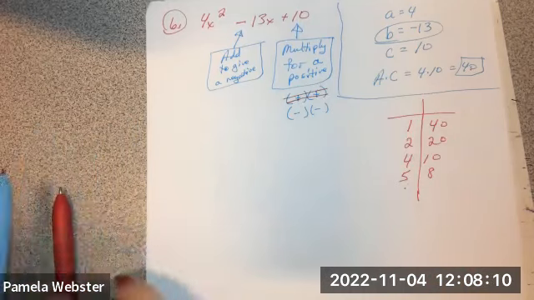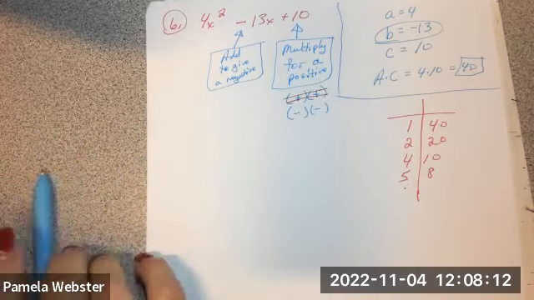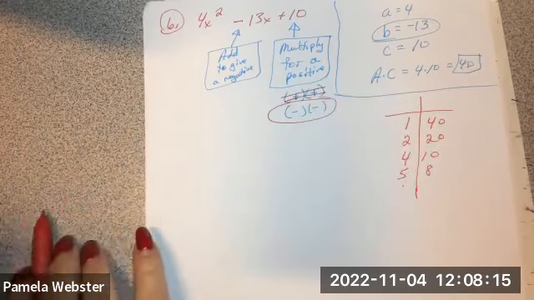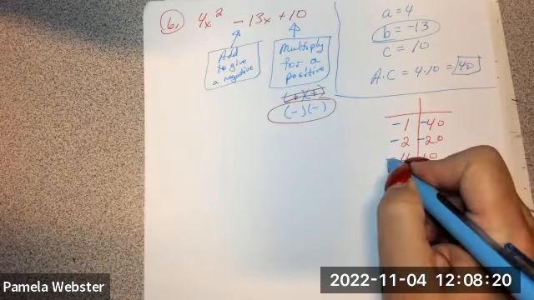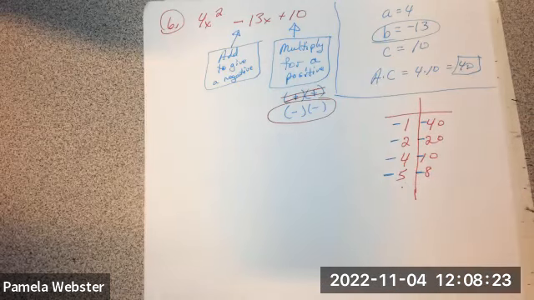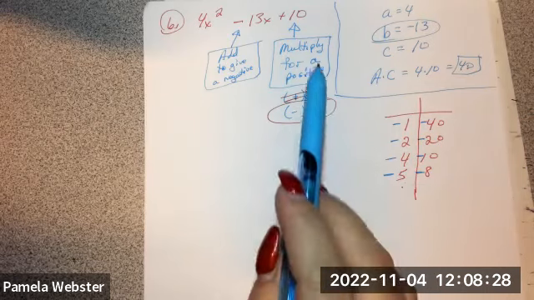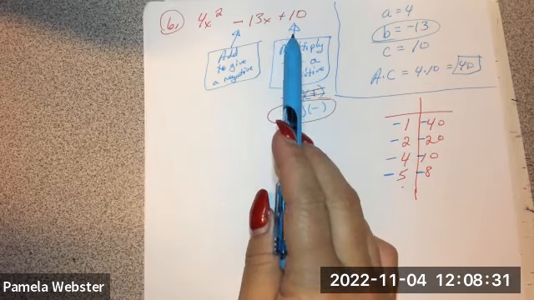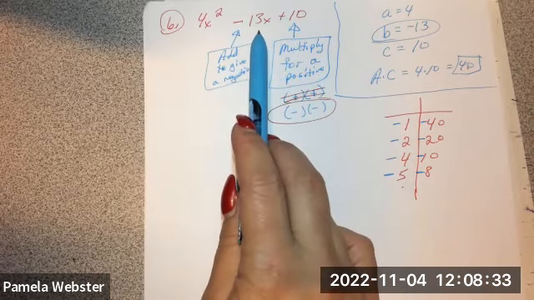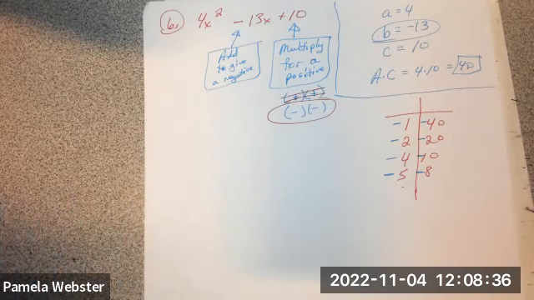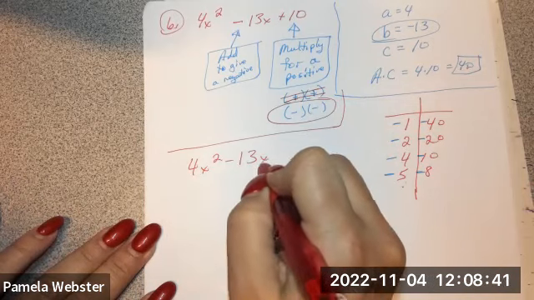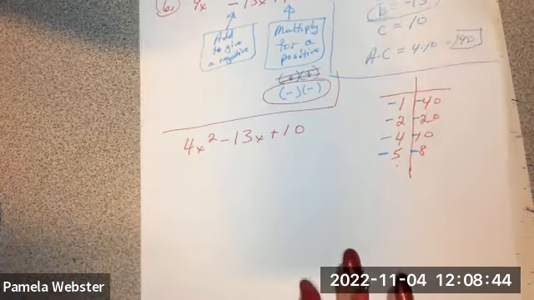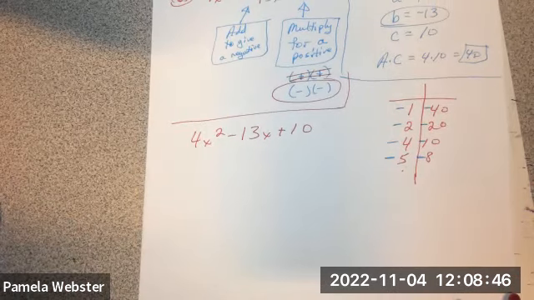So what I know is that no matter what I'm doing here, both of my numbers in my factor pair are going to be negative. Okay, so no matter which one I pick, they're going to be negative, because they have to multiply together to give me a positive, but they have to add together to give me a negative. Okay, so I'm going to bring this down so I can see it again. 4x squared minus 13x plus 10.